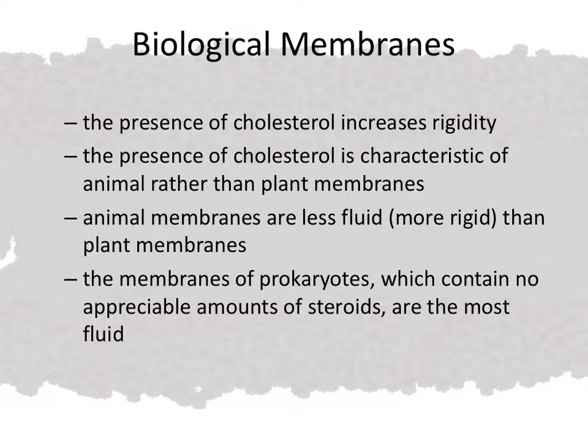So let's bring it on home. It increases rigidity. It is a characteristic of animal rather than plant membranes. Okay. So therefore, I could have asked you which is more rigid or more fluid. Animals more rigid or less fluid. Plants are more fluid, less rigid. Just typically, we're not talking about cell wall. We're talking about the plasma membrane. Okay, has nothing to do with cell wall.